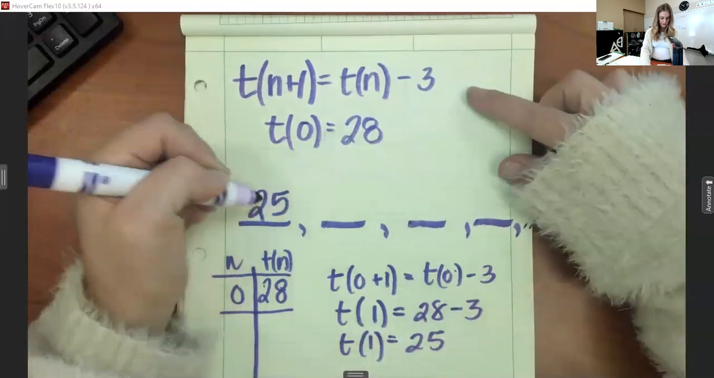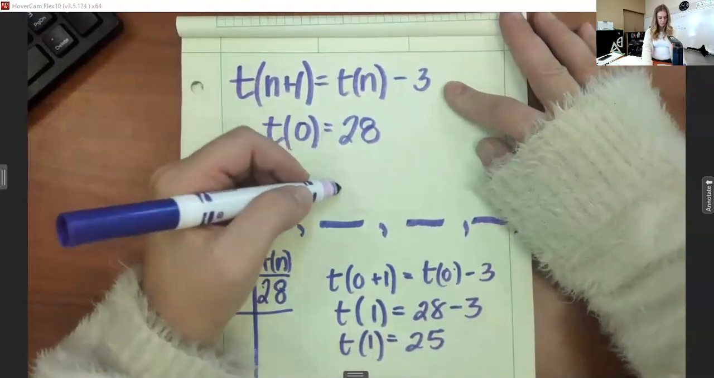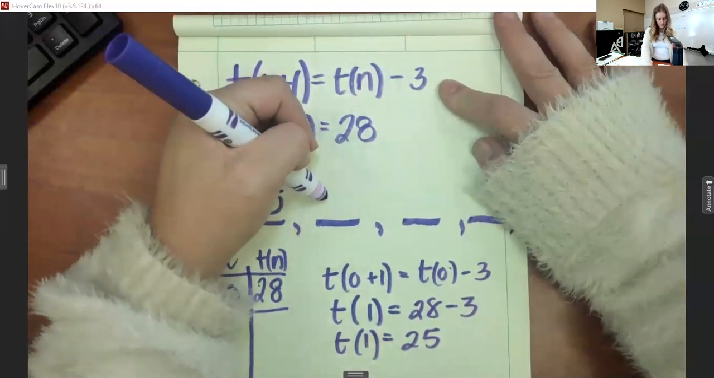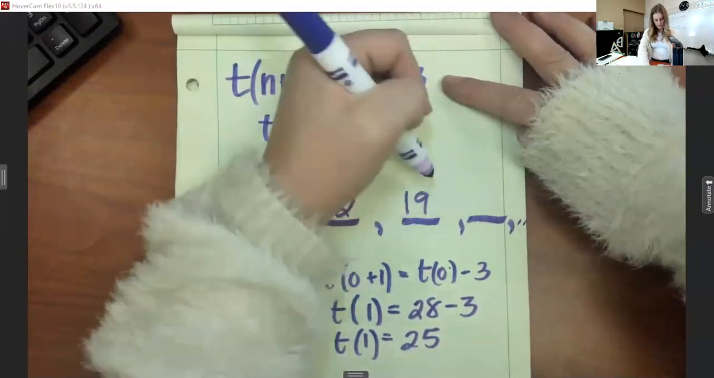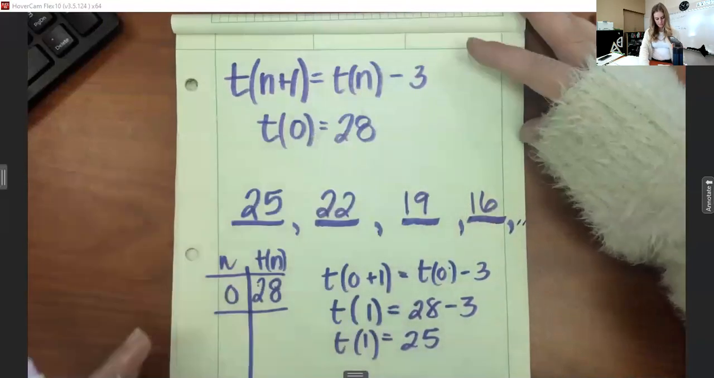And then we know the common difference, so we can just follow that pattern. We're just going to subtract 3 each time. It's going to be 22, 19, 16, and so on.